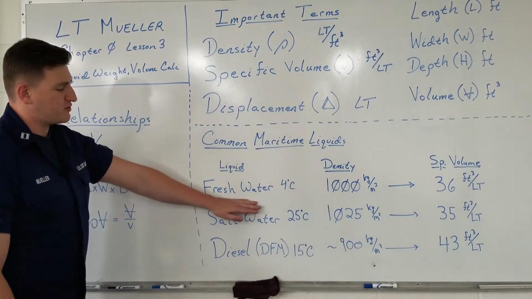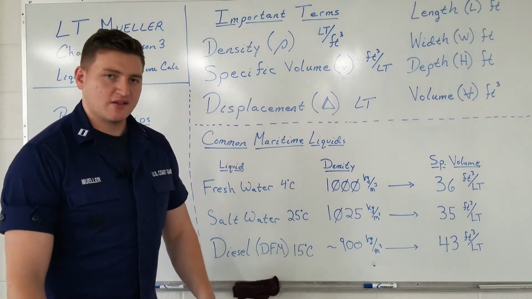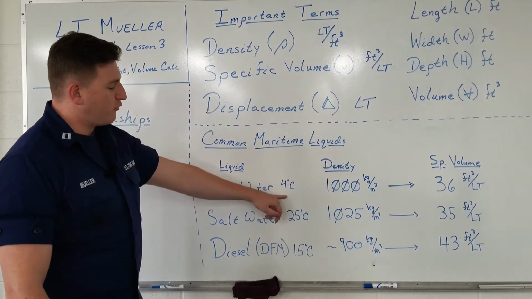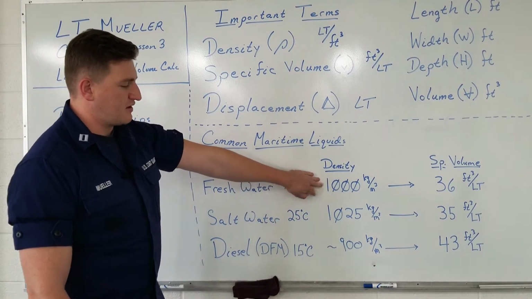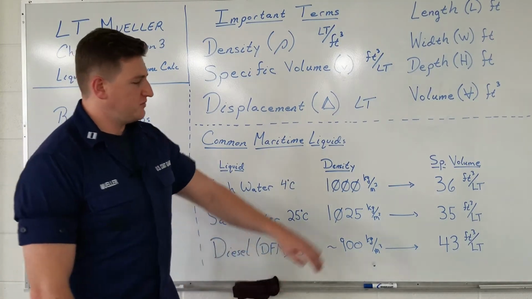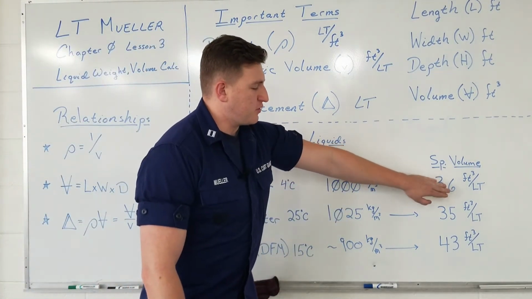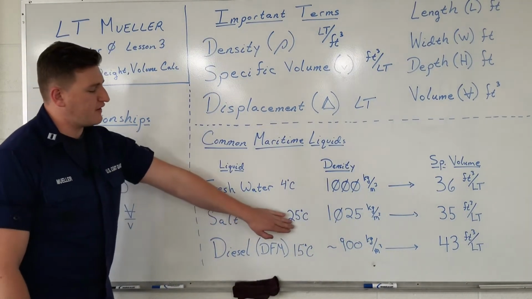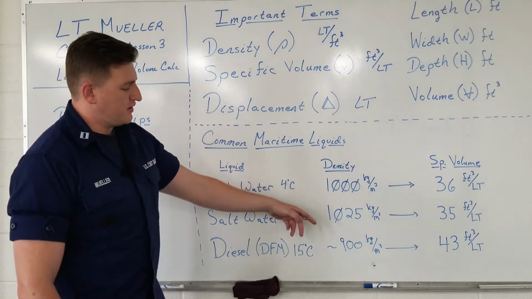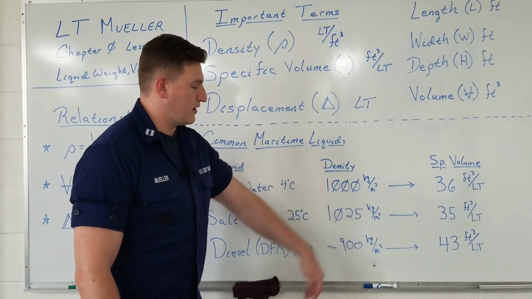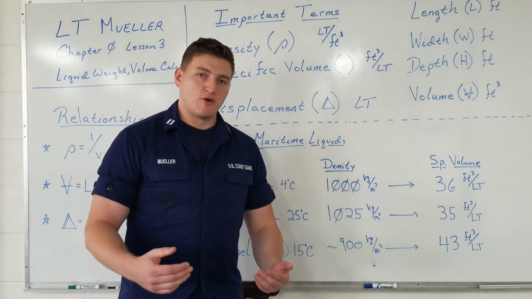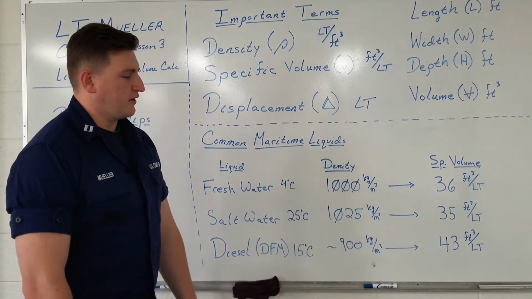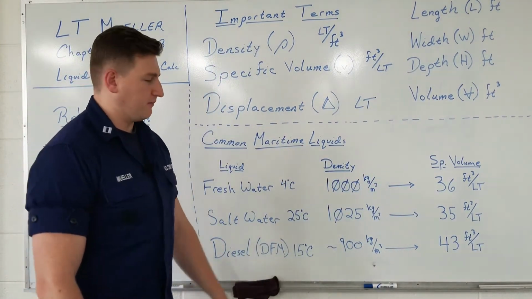So to start it off, we have freshwater. This is something you'll find in the Great Lakes or similar pieces of water. The density of fresh water at 4 degrees Celsius is 1,000 kilograms per meters cubed. Converted into English, we have 36 cubic feet per long ton, and that's the specific volume. Similarly, we have salt water at 25 degrees Celsius. The density of this is 1,025 kilograms per meters cubed, so salt water is a little bit more dense than fresh water. Converting it to English and putting it into specific volume terms, we have 35 cubic feet per long ton.